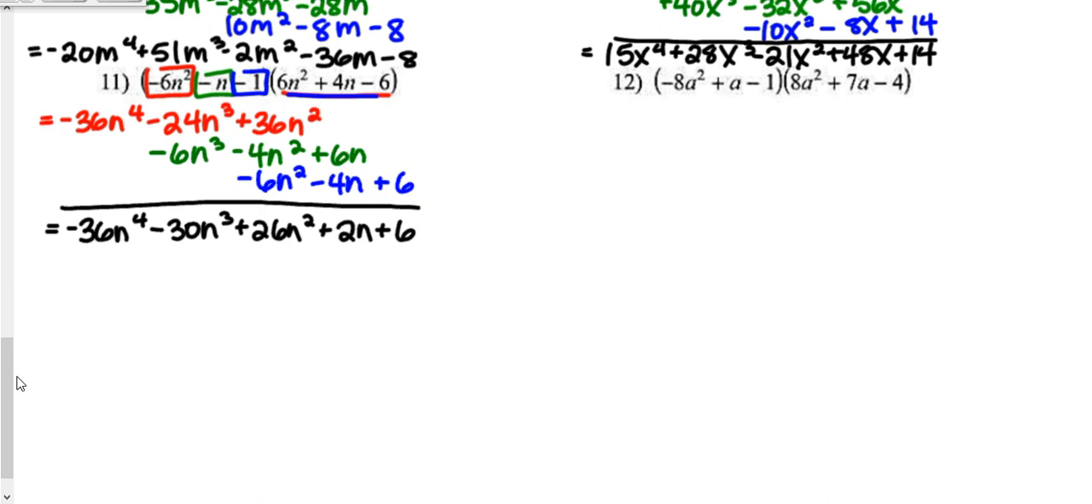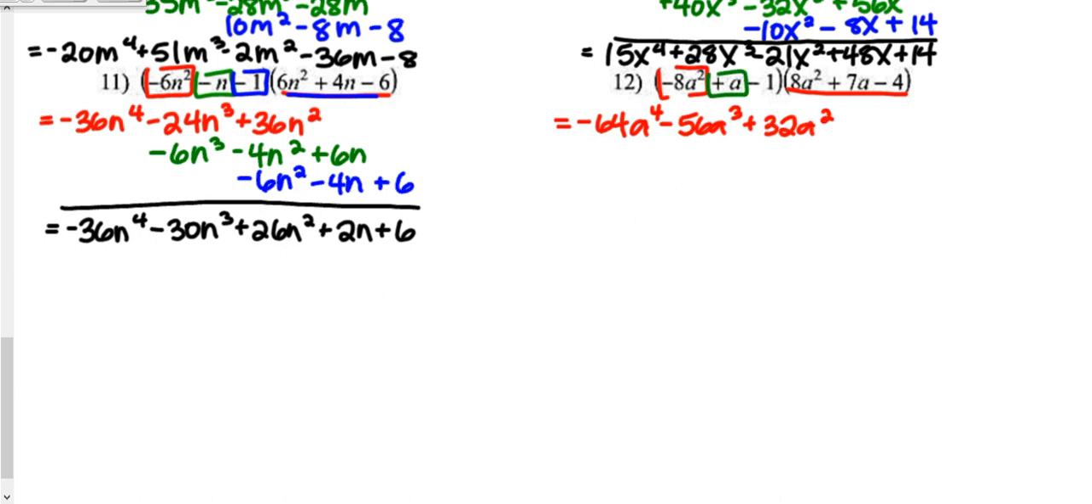All right, last one. We're having so much fun. Distribute your negative 8. So that would be negative 64a to the fourth, minus 56a to the third plus 32a squared.